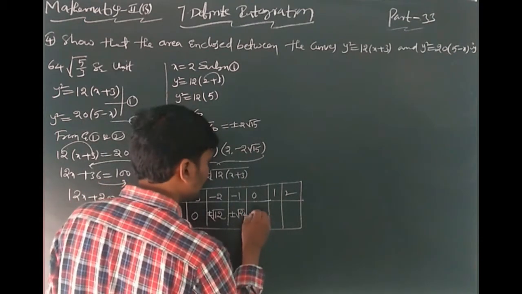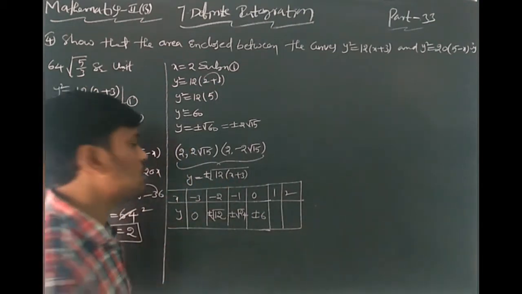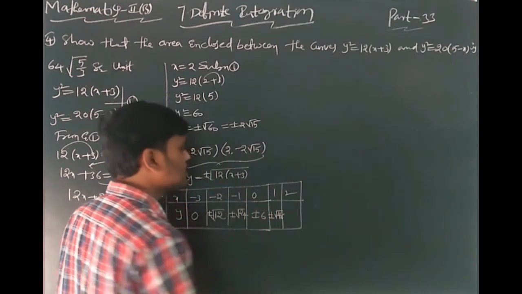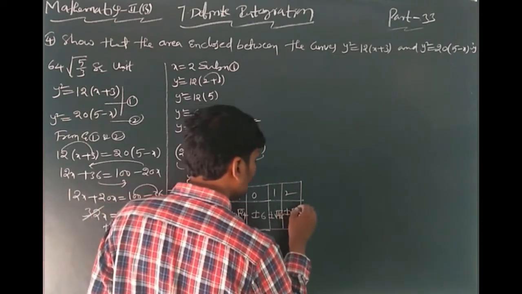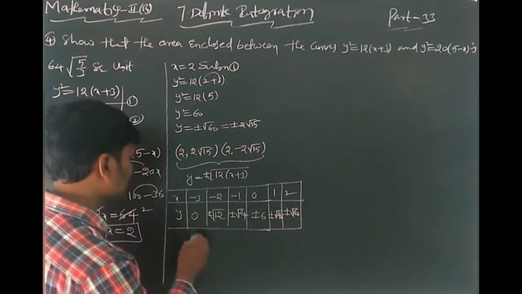For 0, 12 threes are 36, so plus or minus 6. For 1, 1 plus 3 is 4, 12 fours are 48, square root of 48. For 2, 2 plus 3 is 5, square root of 60, which is plus or minus 2 root 15. This is the first table.